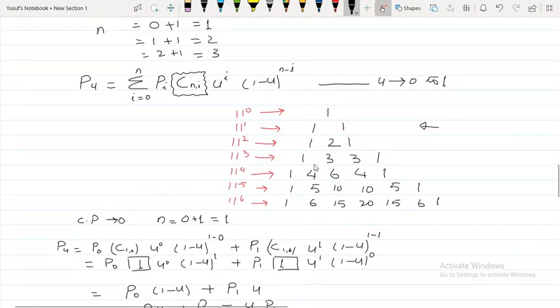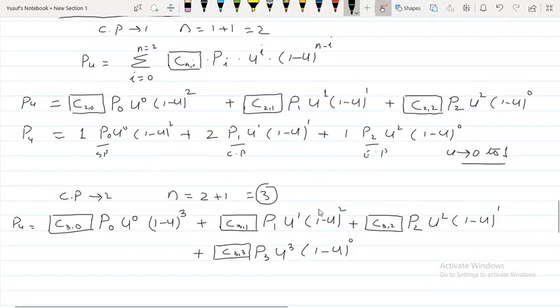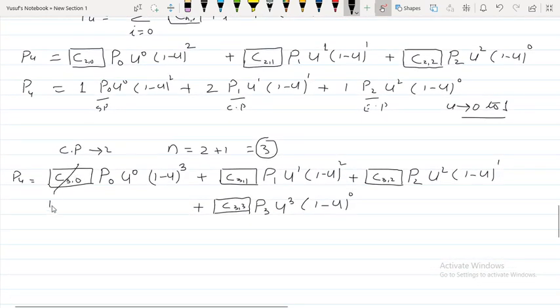3 means 1, 3, 3, 1 are the constants. So here the first constant will be 1, this constant will be 1, this constant will be 3, this constant will be 3 and this constant will be 1. 1, 3, 3, 1 are the constants.